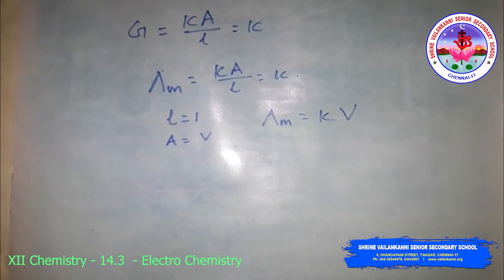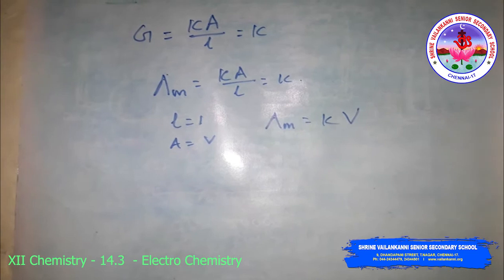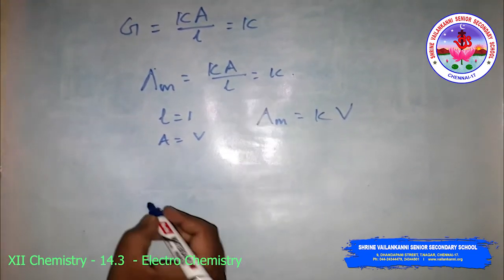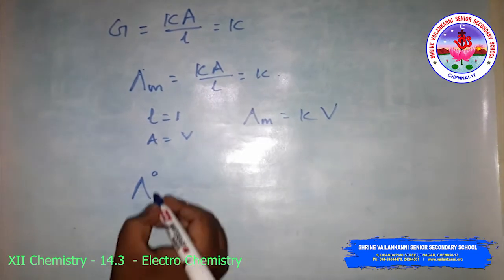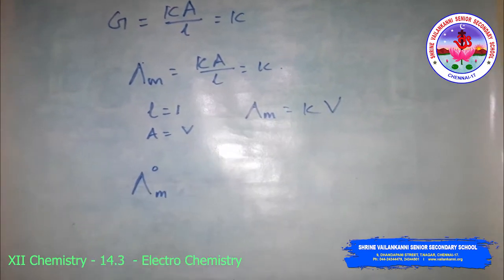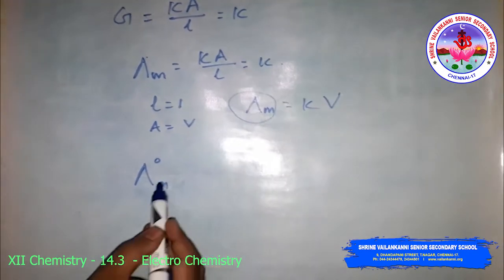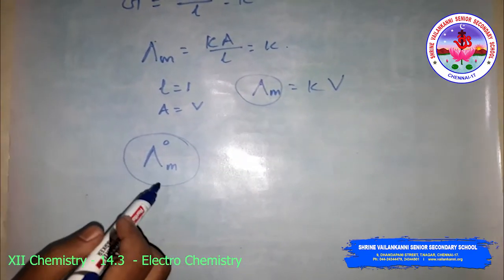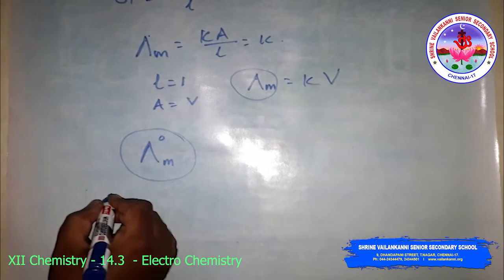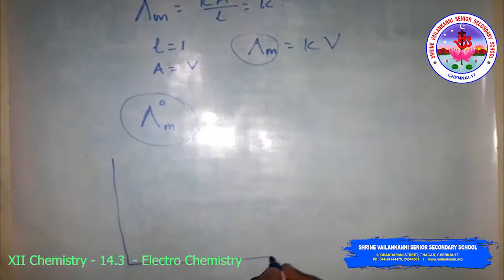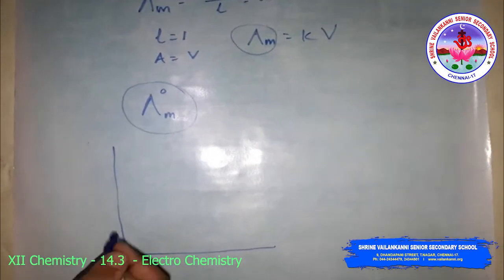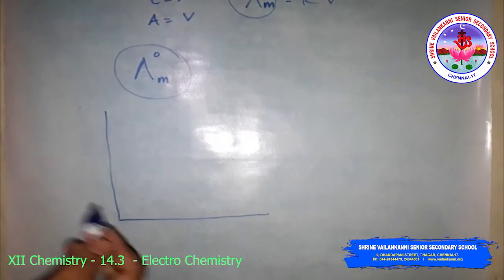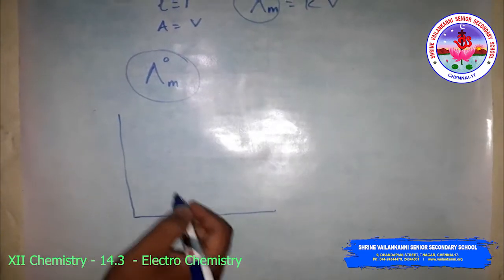When concentration approaches 0, the molar conductivity is usually called the limiting molar conductivity, and we can write it like this. This symbol indicates the molar conductivity and this one the limiting molar conductivity. Usually the variation in molar conductivity is different for strong and weak electrolytes, and we can write it like this.